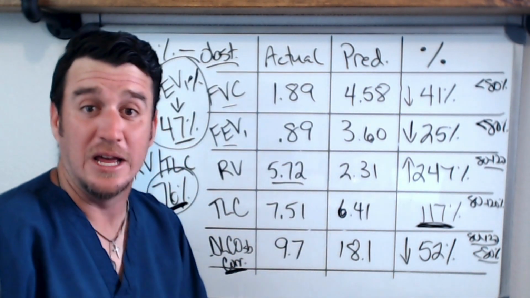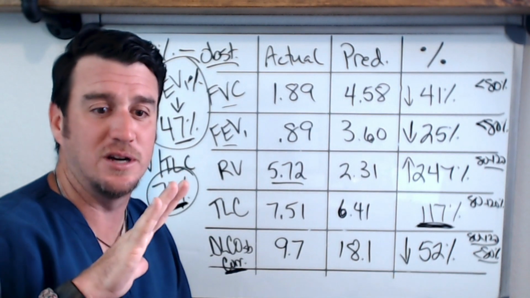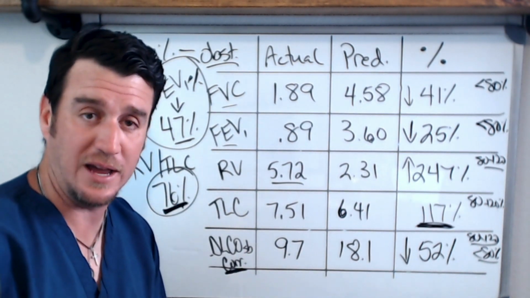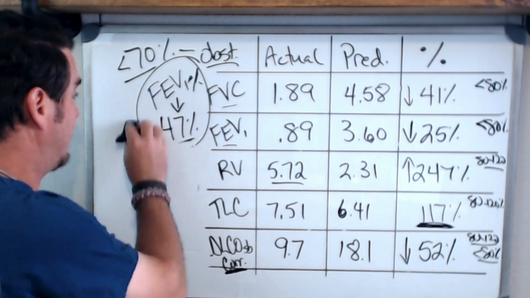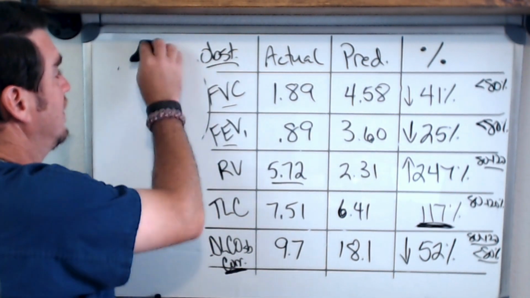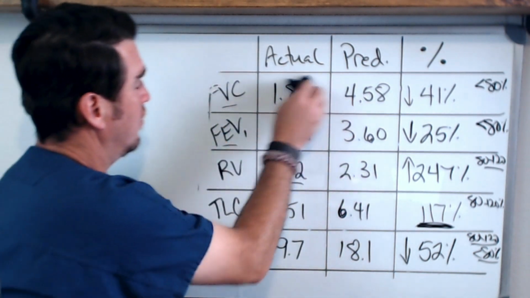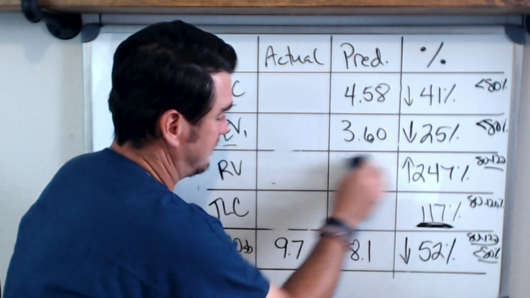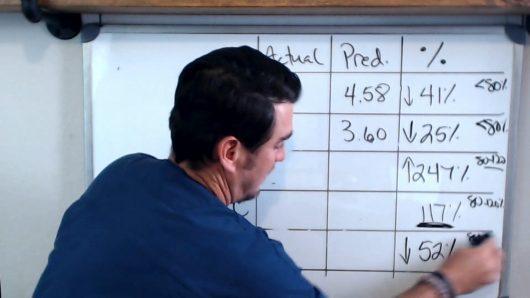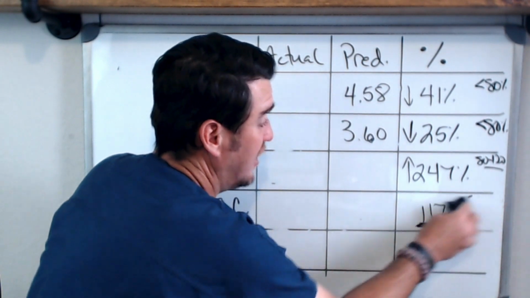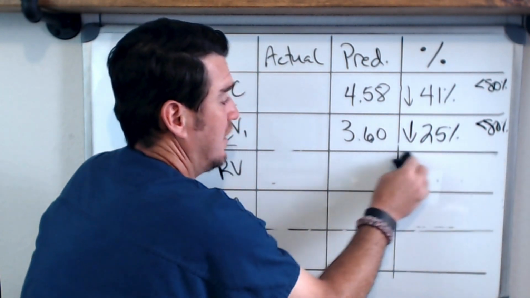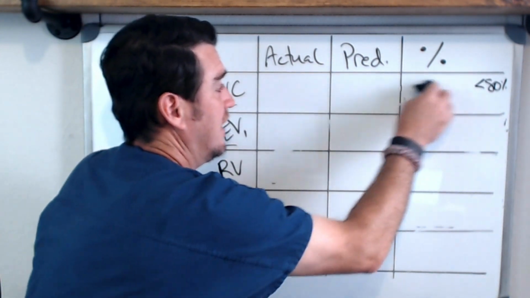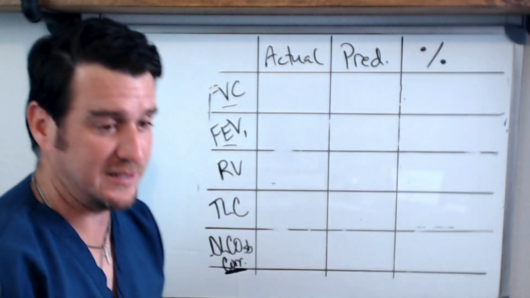Now, I'm going to erase the board. Give me just a second here. I'm going to erase all this, and I'm going to put some new numbers up here, okay? And we're going to go from there, okay? So we're going to erase all this stuff. And we're going to go through another scenario so that you have a good idea and a good understanding of pulmonary function testing, okay?